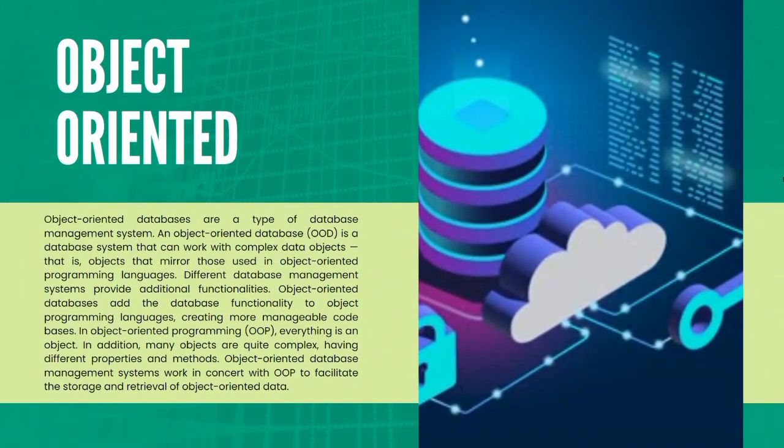Definition of object-oriented DBMS. Object-oriented databases are a type of database management system. An object-oriented database, or also called OOD, is a database system that can work with complex data objects that mirror those used in object-oriented programming languages.